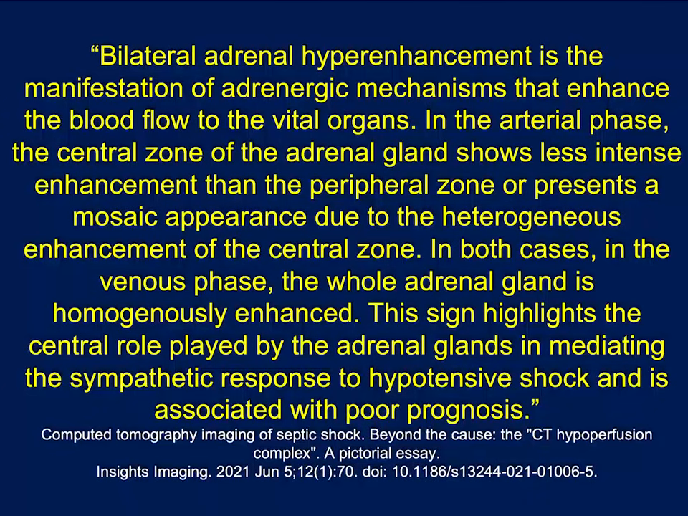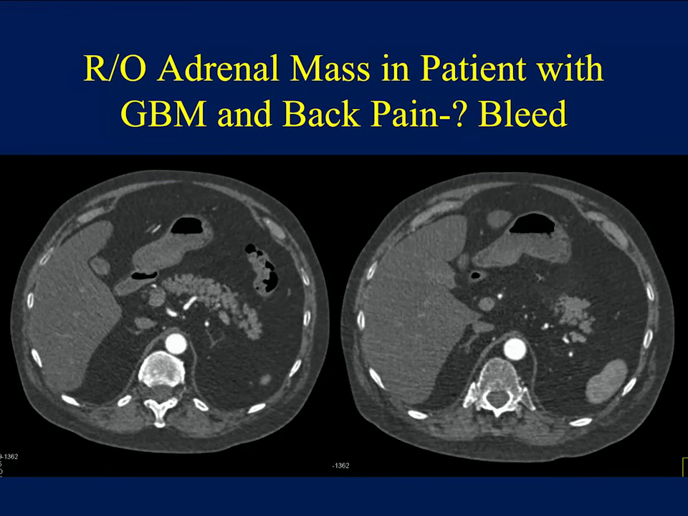In arterial phase, the central zone of the adrenal shows less intense enhancement than the periphery, or presents as a mosaic appearance. In both cases, in the venous phase, the whole gland is homogeneously enhanced. Bottom line is you can make the diagnosis of really bright adrenal glands, be it arterial phase or be it venous phase. You could do it in both very successfully.